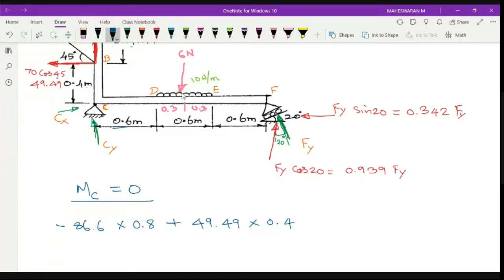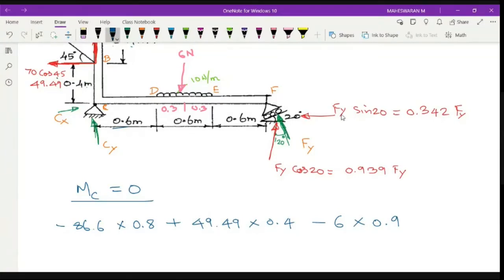Next, in between D and E, you have 6 Newton. So this 6 Newton is having a vertical distance, which is 0.6 and 0.3, so totally 0.9. Rotation clockwise. So minus 6 force into perpendicular distance 0.9. So this is over.